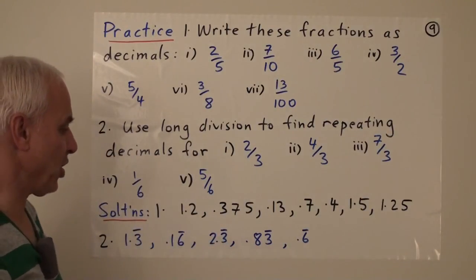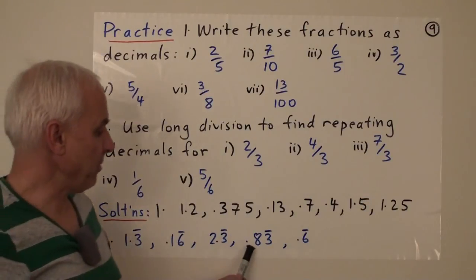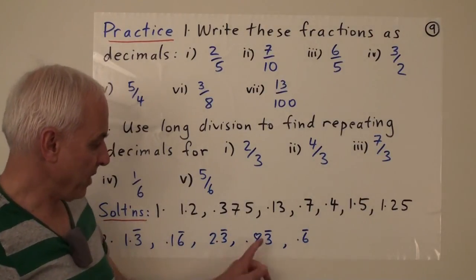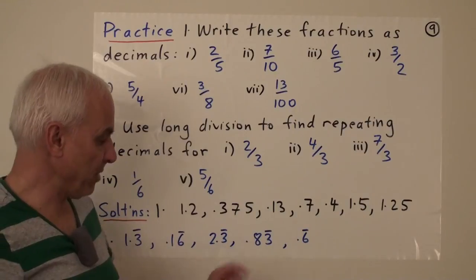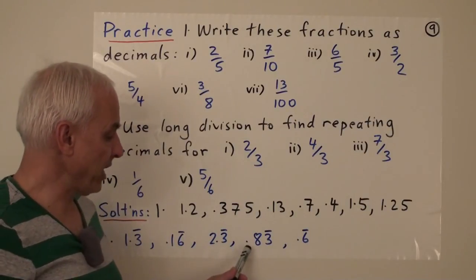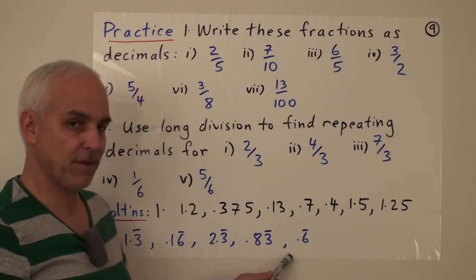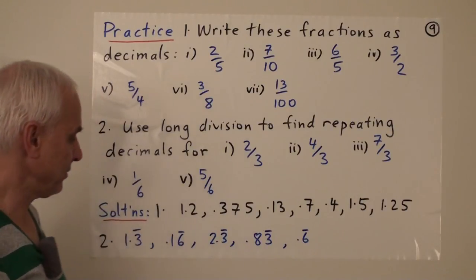And the solutions are like this. This one here, what does it mean? 0.83 repeated. The 3 is repeated. There's a bar over 3, but not over the 8. So this means 0.833333, etc.